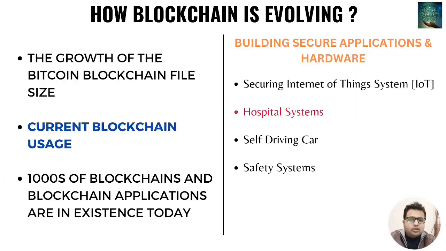Also hospital systems, because hospitals contain lots of confidential information. Healthcare data is confidential. You will never want to share your sensitive health data, and all the health records in the current scenario are centralized. Somebody is the owner of that system, and anything can happen to your health data. And also blockchain is being used in self-driving cars, because in self-driving cars all the crucial information needs to be tamper free. And also safety systems. When I talk about safety, blockchain provides that safety.